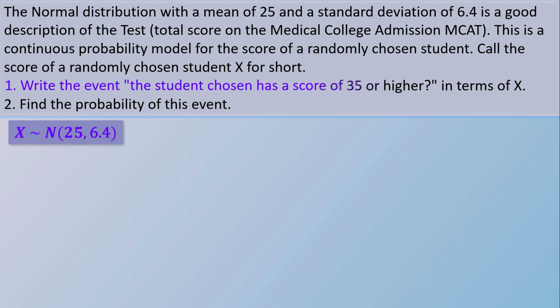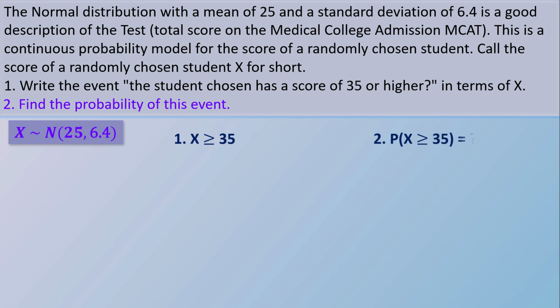First, write the event that the student chosen has a score of 35 or higher in terms of X. Yes, 35 or higher means X is greater than or equal to 35. Second, find the probability of this event. That means we need to find the probability of X greater than or equal to 35. How do we do that?